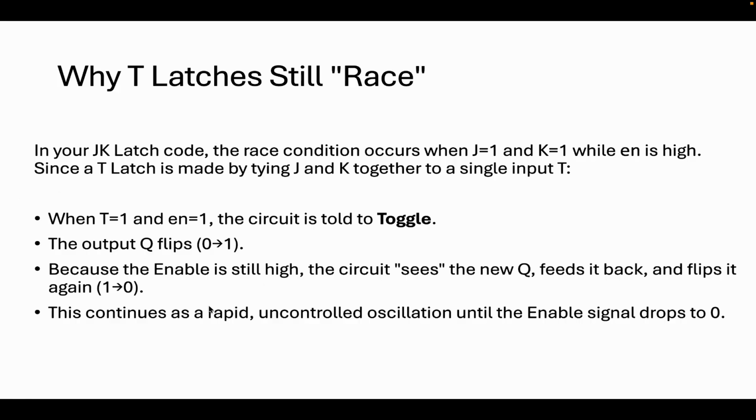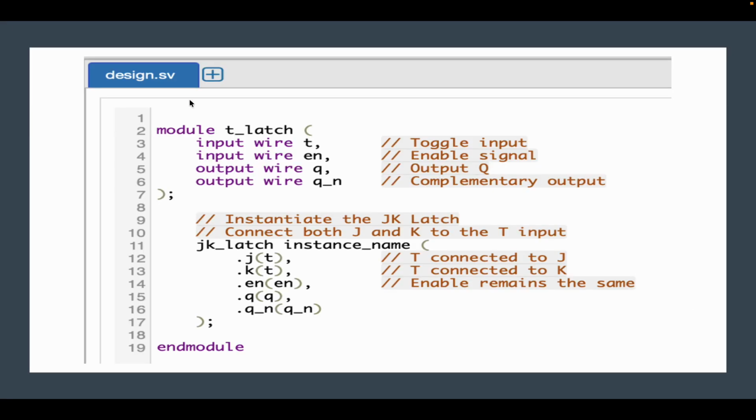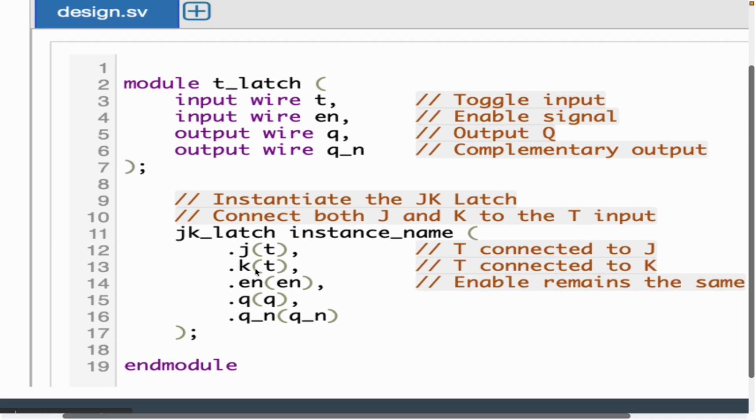So what I mean to say is T latch also has a race condition, because we have shorted both J and K, this keeps continuing, 0 to 1, 1 to 0. So it is like running in a loop. This continues as a rapid uncontrolled oscillation until the enable signal drops to 0. See, you can see T latch, it is just connected. But the main thing you have to see is that J is instantiated to T. It means both inputs J and K are given the same input T. So it means we are shorting it.